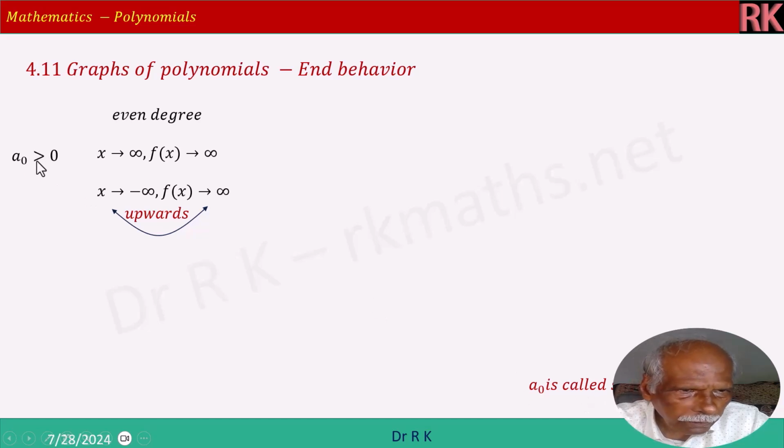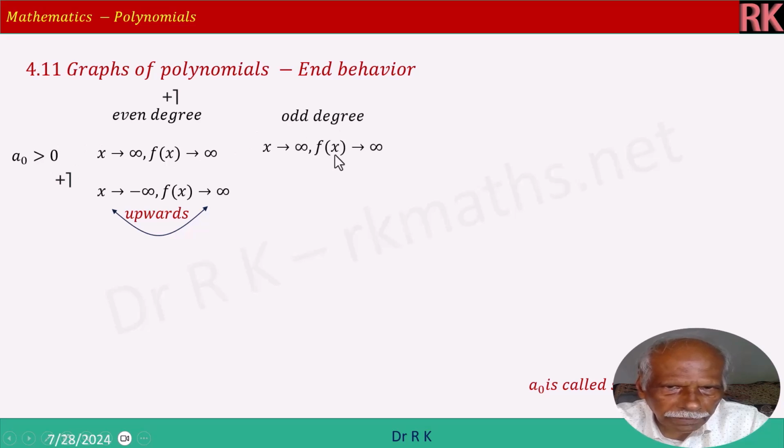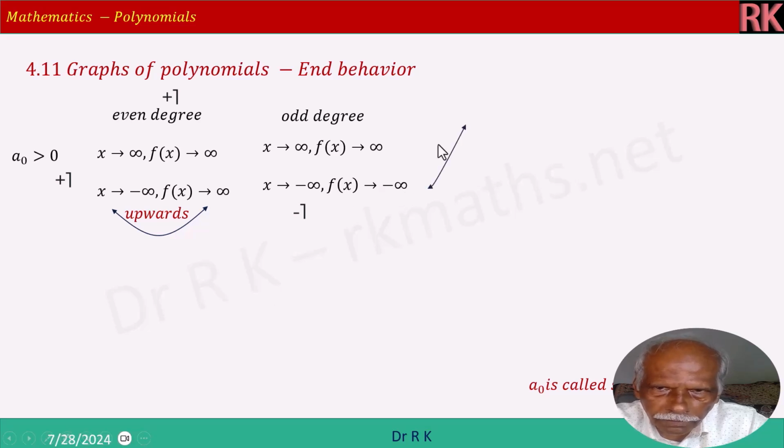Now if A0 is positive and the degree is odd, then as x tends to infinity, f of x is plus infinity, and when x tends to minus infinity, f of x tends to minus infinity. Therefore the left hand side is negative and the right hand side is positive. The graph will be like this, right? Left side low to right side high.